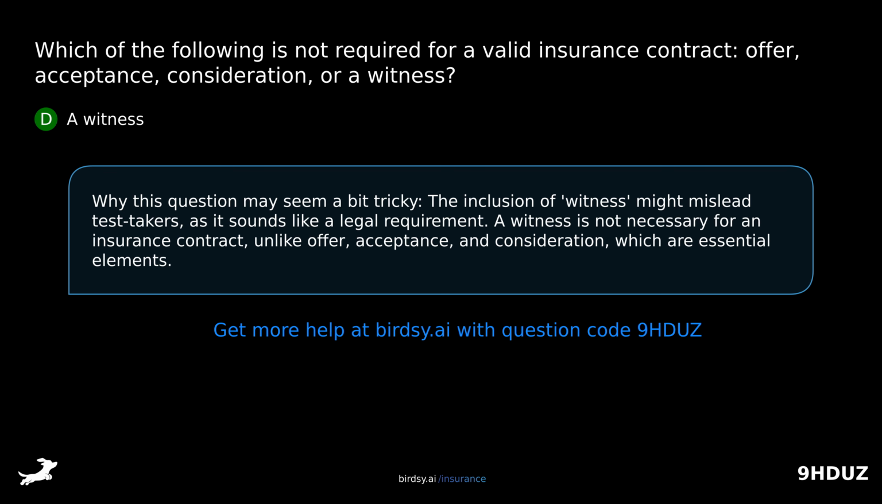Why this question may seem a bit tricky: the inclusion of witness might mislead test takers as it sounds like a legal requirement. A witness is not necessary for an insurance contract, unlike offer, acceptance, and consideration, which are essential elements.